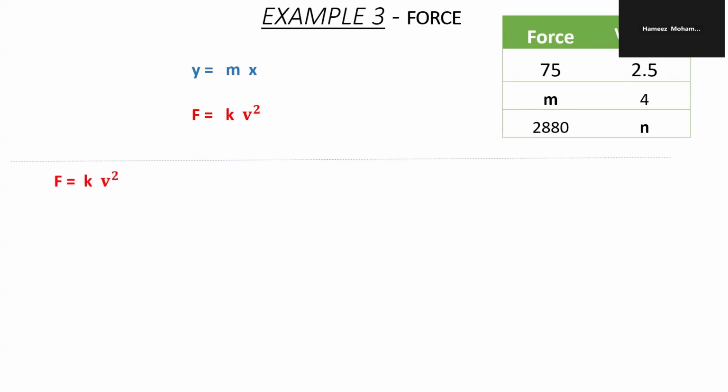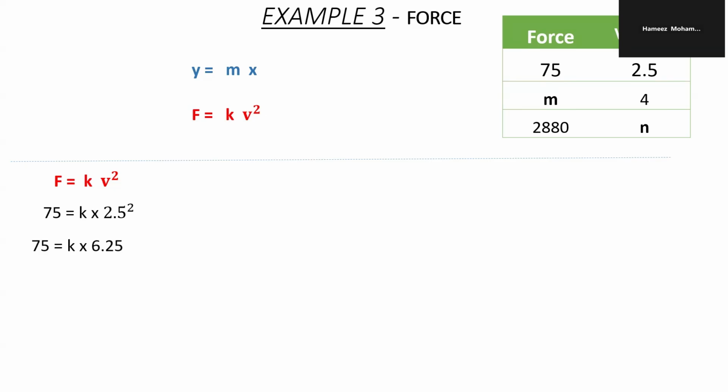But if we look at the top line, we have F and v. So if I substitute for F and v, then the only thing we'll be missing is k. So I can write that force is equal to 75, which is equal to k, the constant, times 2.5 squared. Do not forget the squared. Right? And what we can do now, there are different ways to do it. We can just expand the 2.5. 2.5 times 2.5 is 6.25.